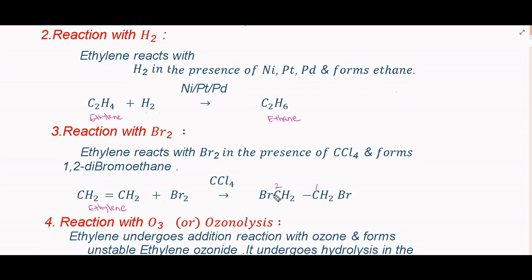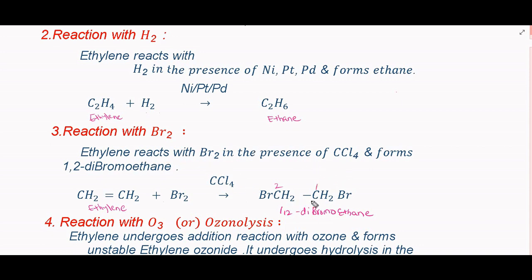At the first position bromine is there, and at the second position bromine is there. That's why we call it 1,2, two bromine atoms, so dibromo. Two carbons are there, and it is a saturated compound, so ethane. That's why we call it 1,2-dibromoethane. In reaction with bromine, ethylene reacts with bromine in the presence of carbon tetrachloride.